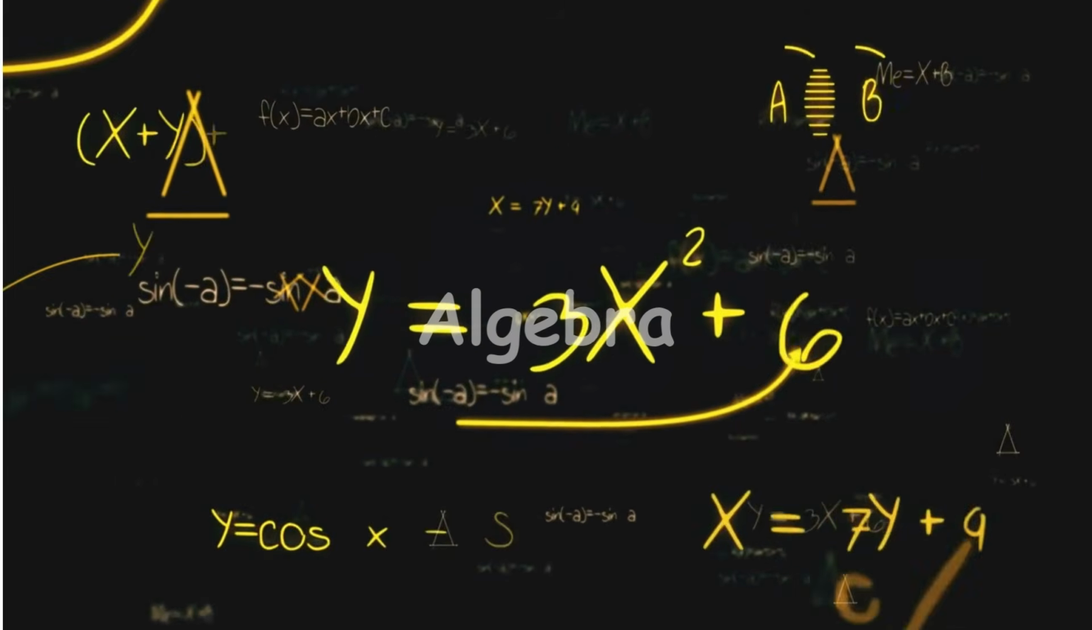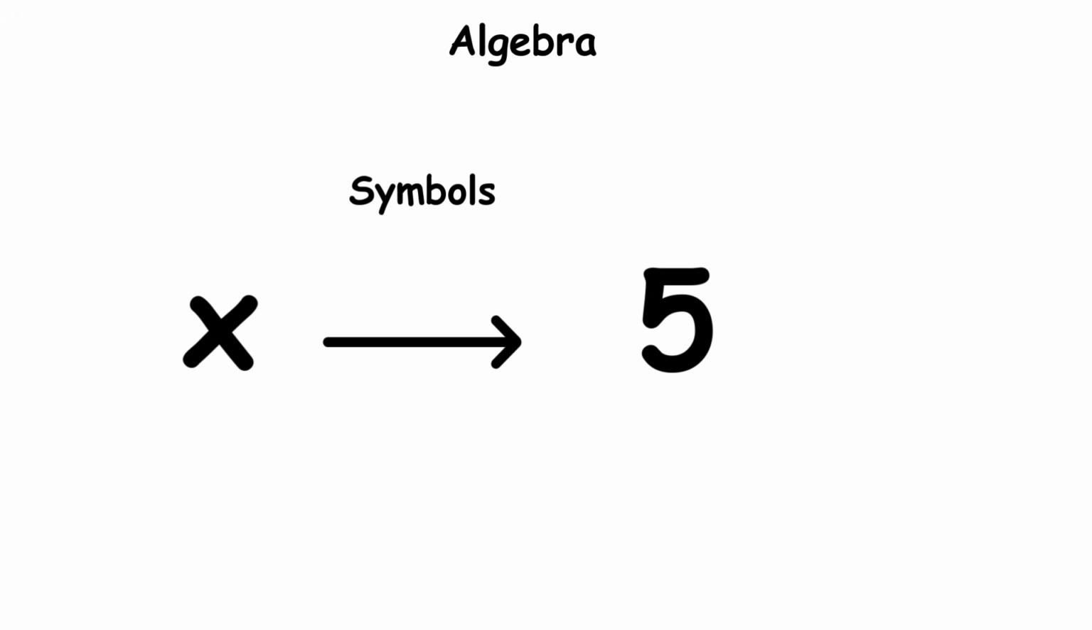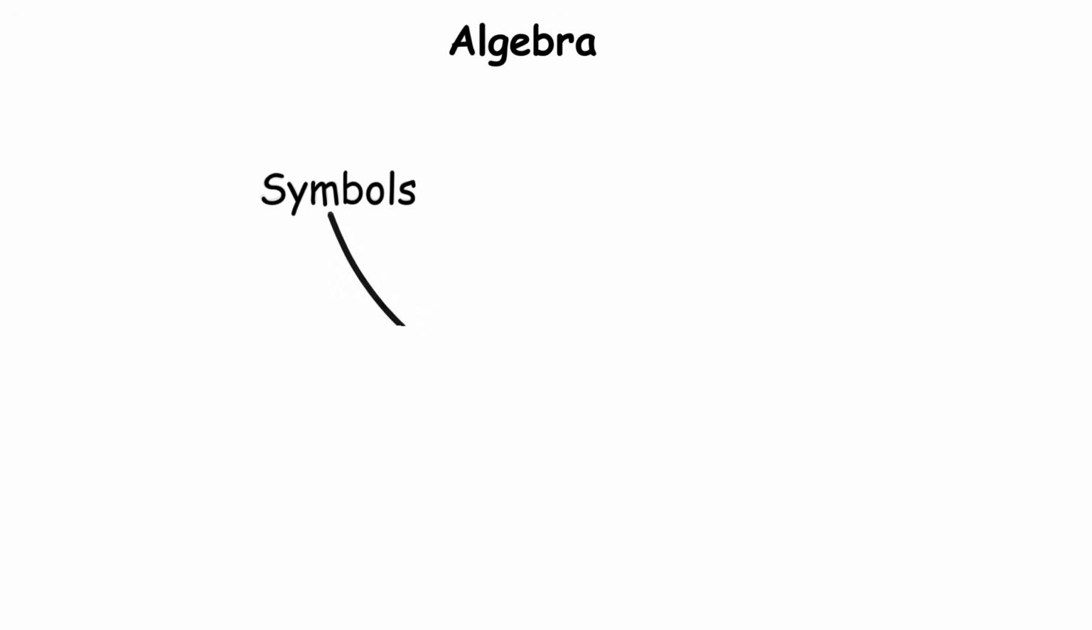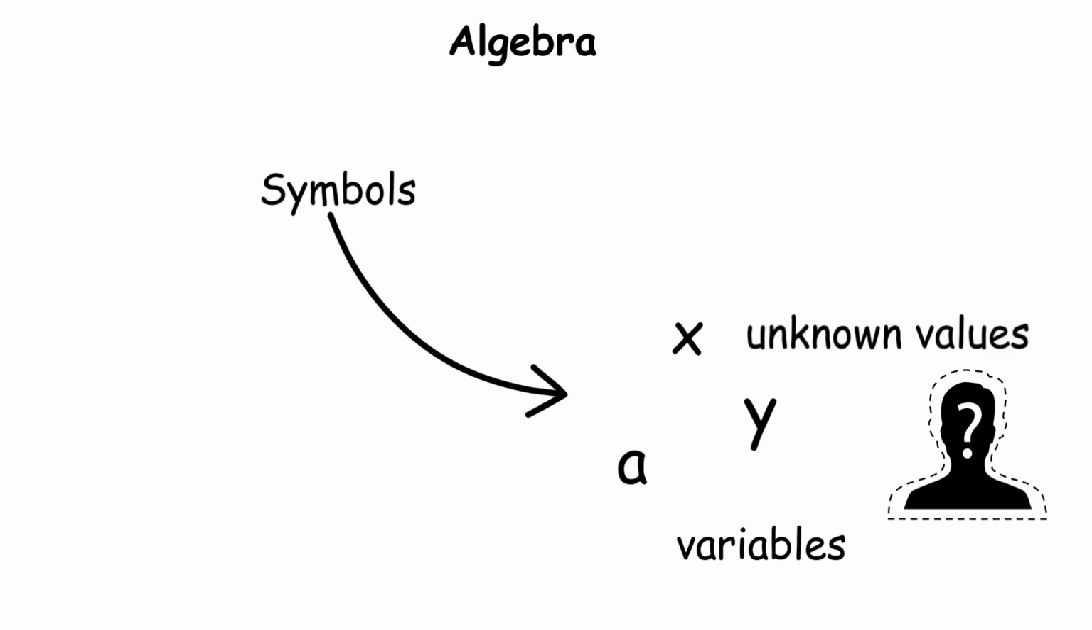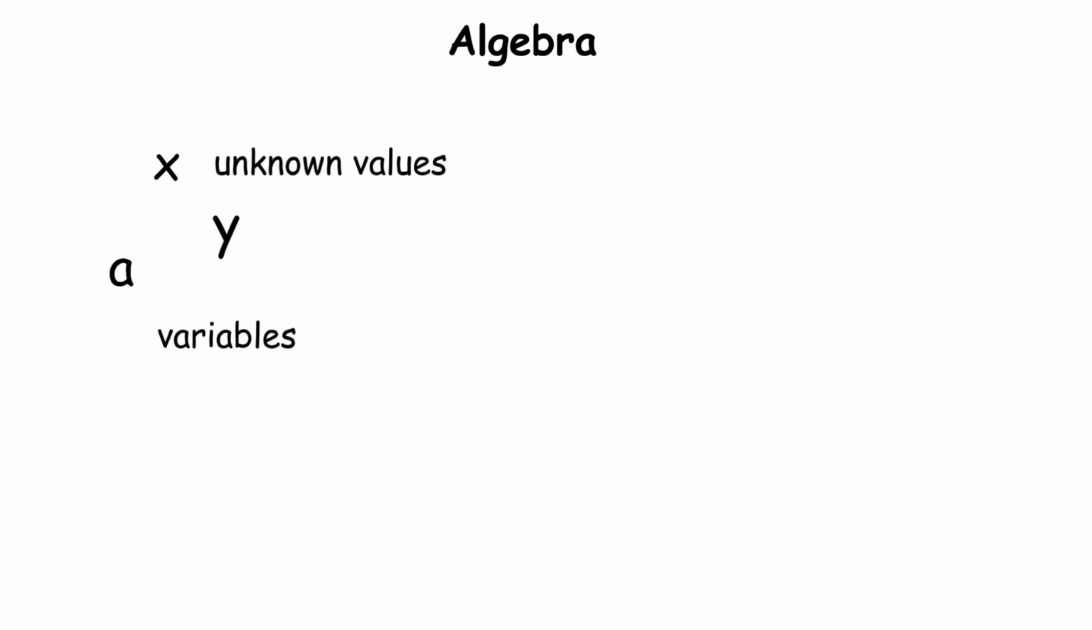Algebra begins with the fundamental concept of using symbols to represent numbers. These symbols, often letters like x, y, or a, are called variables. They stand in for unknown values that we aim to find. Alongside variables, we have constants, which are fixed numbers like 2, 5, or -7.